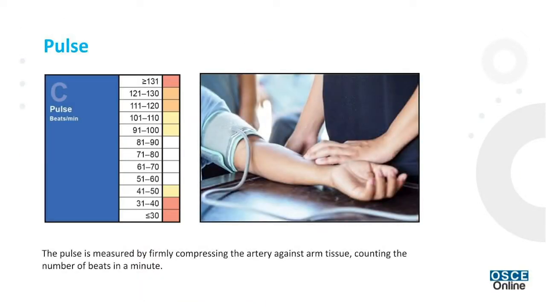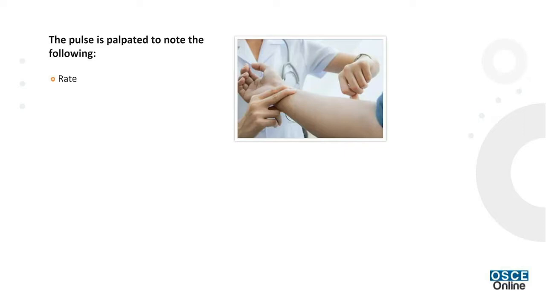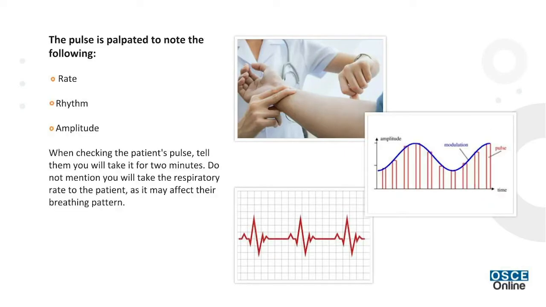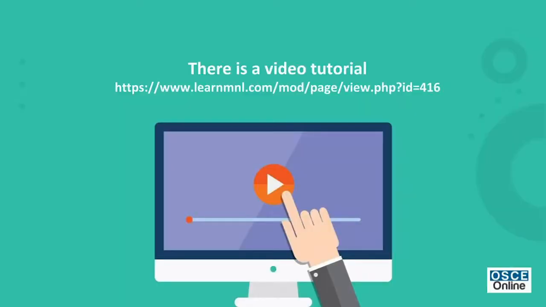The pulse is measured by firmly compressing the artery against arm tissue, counting the number of beats in a minute. The pulse is palpated to note the following: rate, rhythm, amplitude. When checking the patient's pulse, tell them you will take it for 2 minutes. Do not mention you will take the respiratory rate to the patient, as it may affect their breathing pattern. Take the pulse for a minute, then take the respirations for a minute, recording both measurements after the 2 minutes. There is a video tutorial.